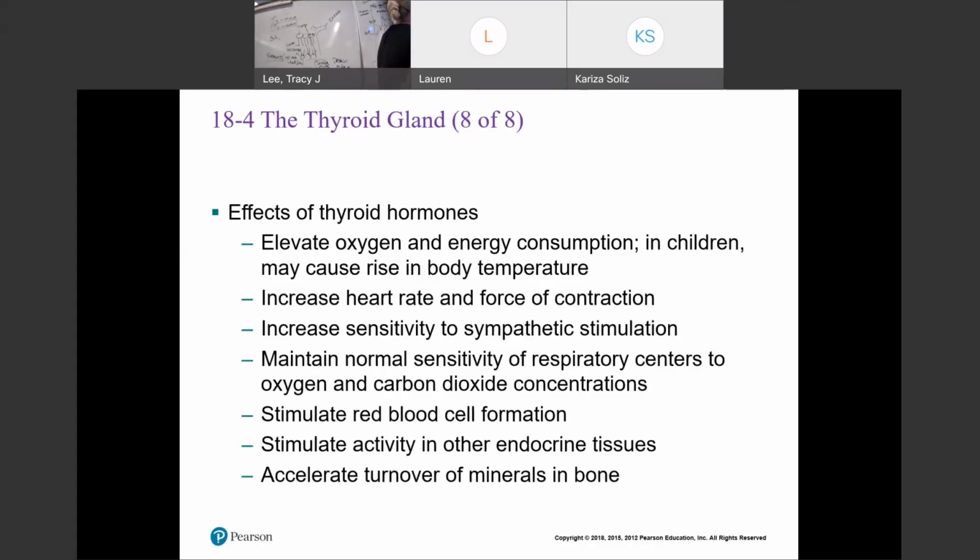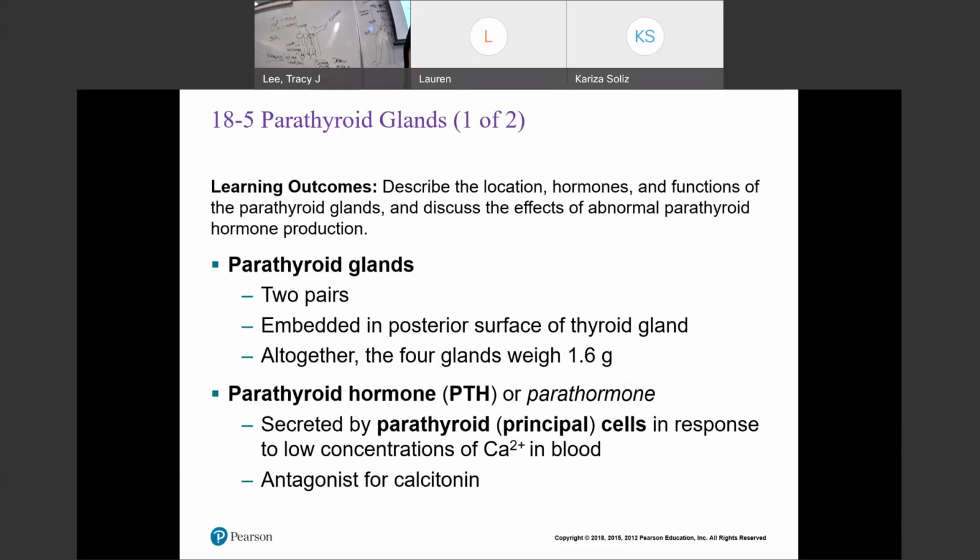It elevates oxygen consumption. It raises body temperature. Why? One of the byproducts of metabolism is heat. So we're going to see an increase in body temperature. We're going to see an increase in the heart rate. We're going to see changes in respiratory centers, red blood cell formation. It can activate other endocrine tissues, and it helps with those minerals in the body, the turnover, either deposition of minerals or taking minerals out.